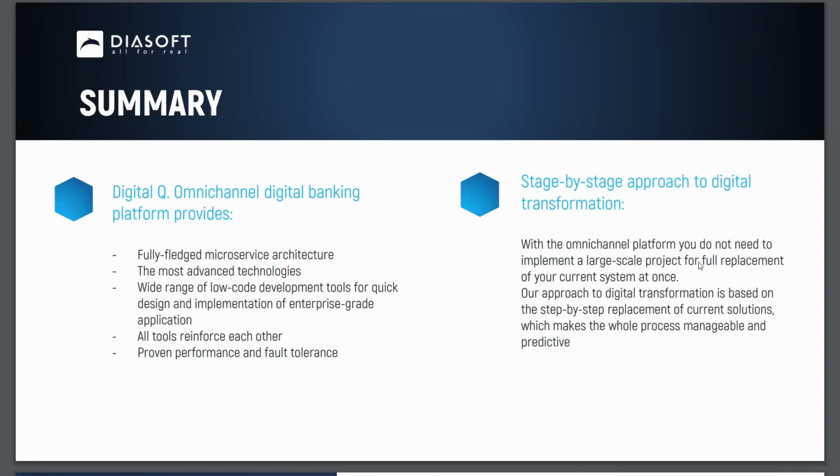The solutions built on the platform guarantee proven performance and fault tolerance. Speaking of our approach to the digital transformation, the Omnichannel platform does not require replacing large functional blocks or all existing functionality at once. Our approach is based on the step-by-step replacement of the most critical business functions. We develop and implement one functional block and then move on to the next block that is the most important for the current business needs and digital transformation tasks.